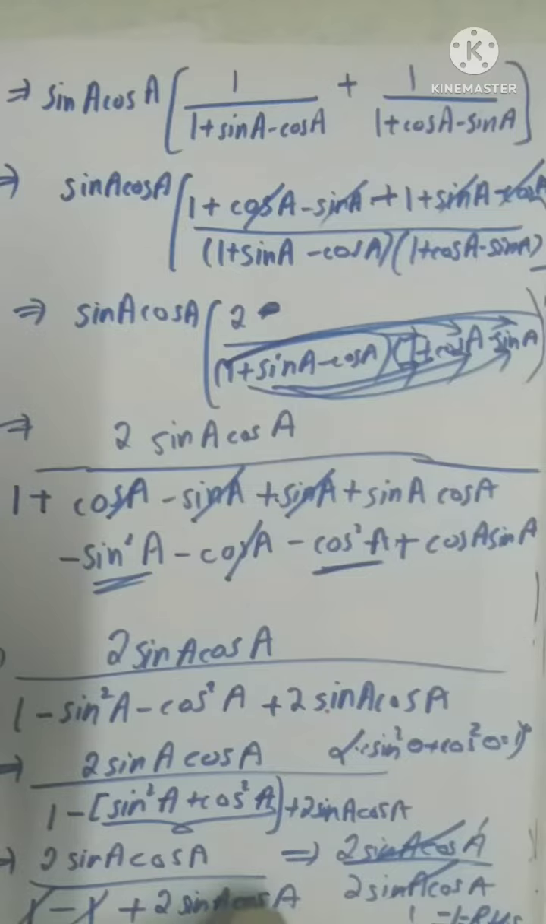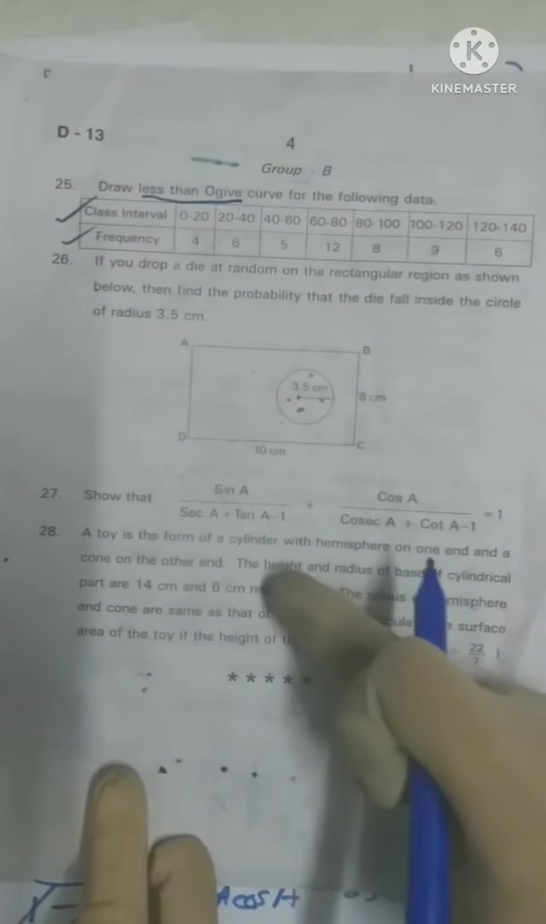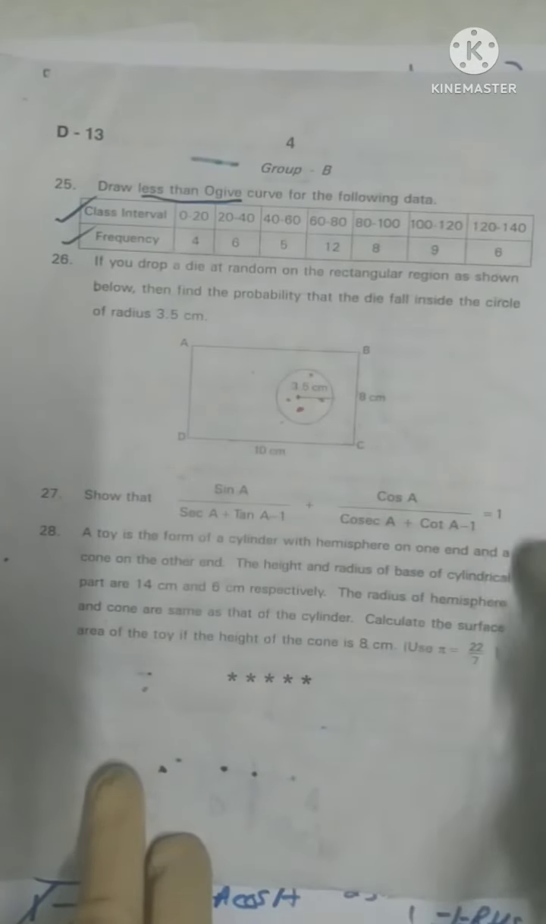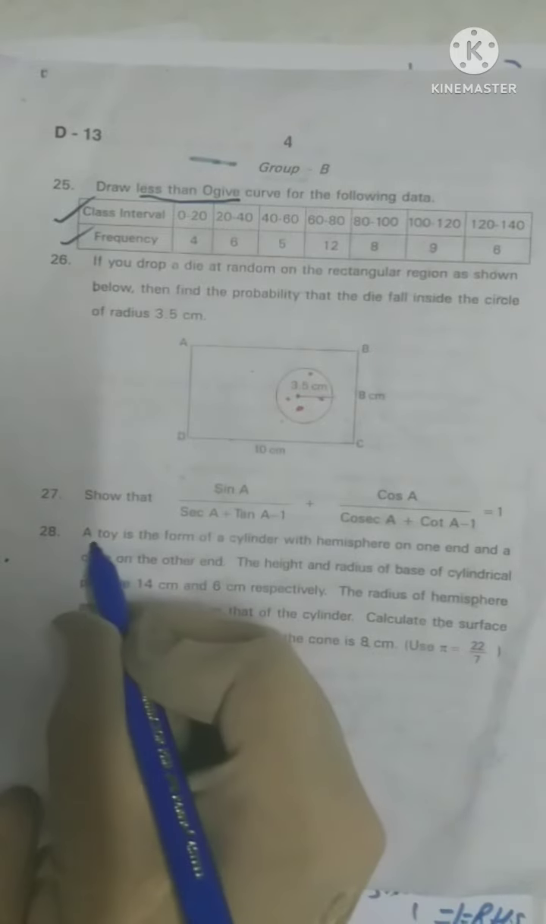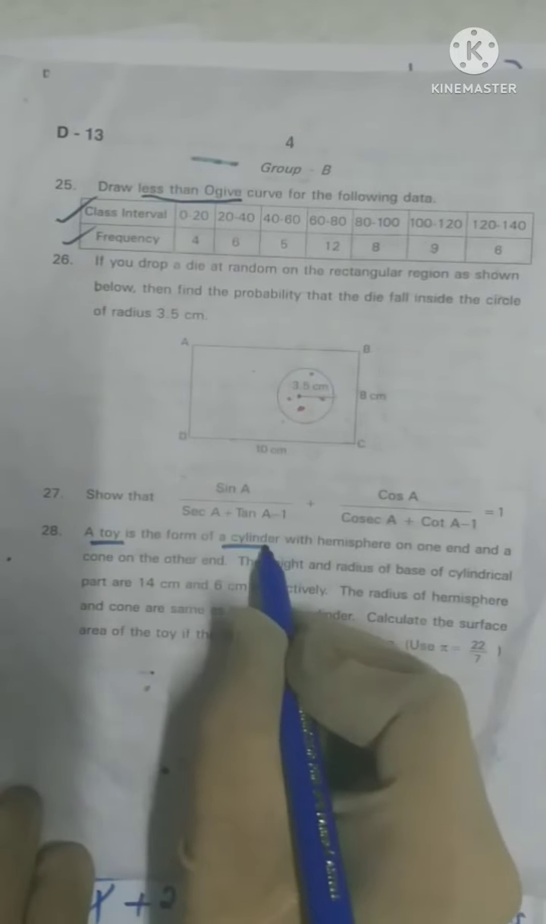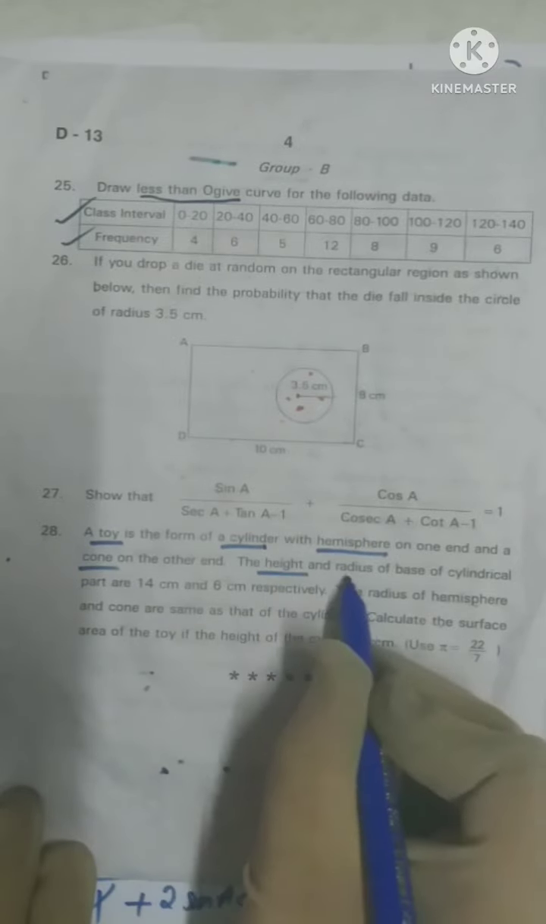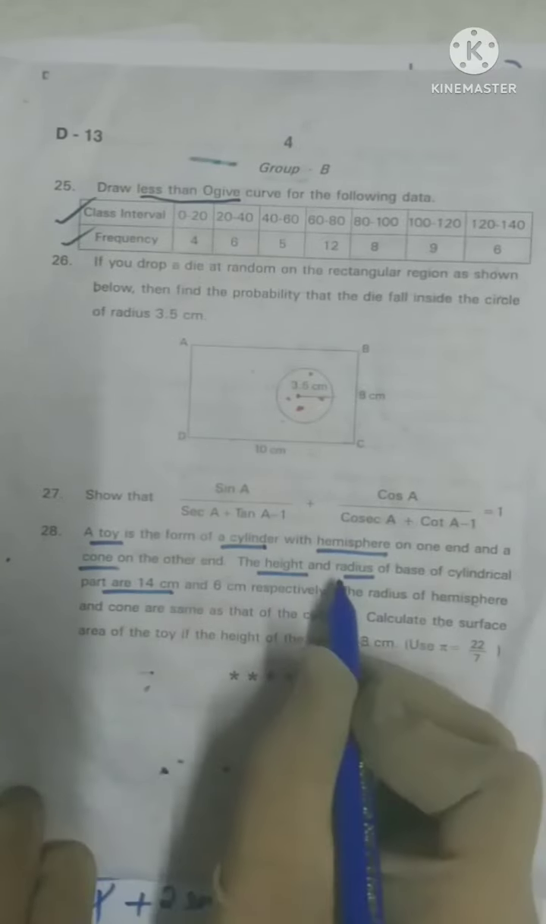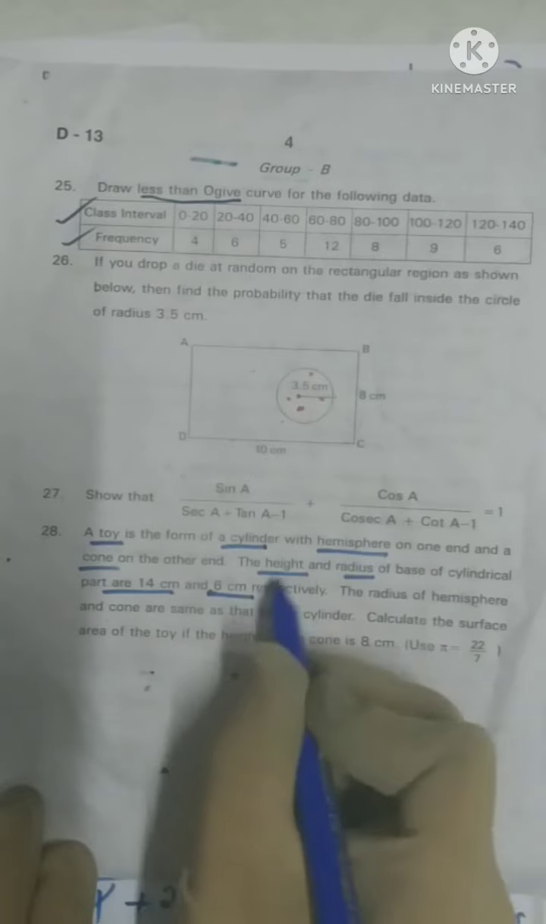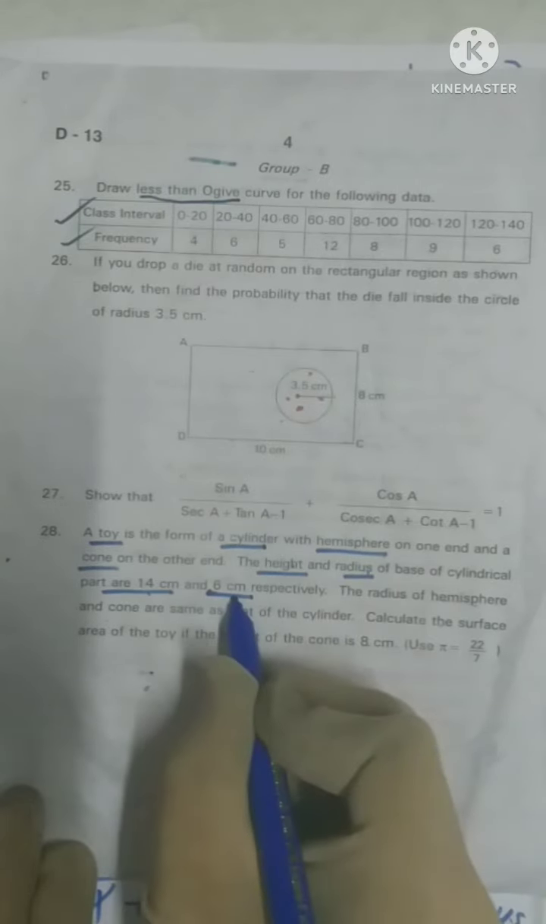Okay. Now see the 28th question. A toy is in the form of a cylinder with a hemisphere on one end and a cone on the other end. That is, it is telling that we have a toy and that toy is made of 3 shapes. Cylinder, and on the cylinder we have a hemisphere and a cone. And the height and radius of the cylinder: radius is 6 centimeter, height is 14 centimeter. Radius is 6 centimeter of what?